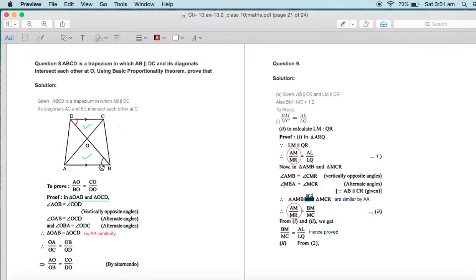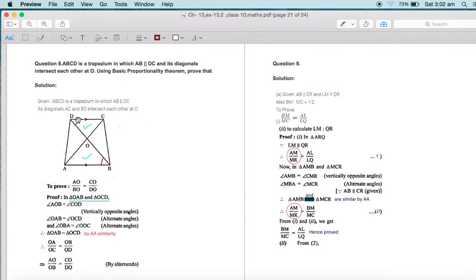I can see that these sides make a triangle. AO and OB form a triangle AOB, and OC and OD form another triangle. I have marked it already for you all. So we will consider these two triangles, triangle OAB and triangle OCD.